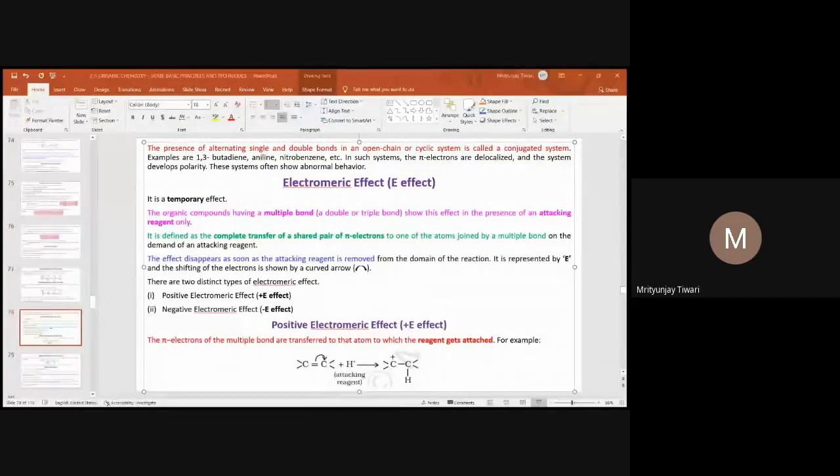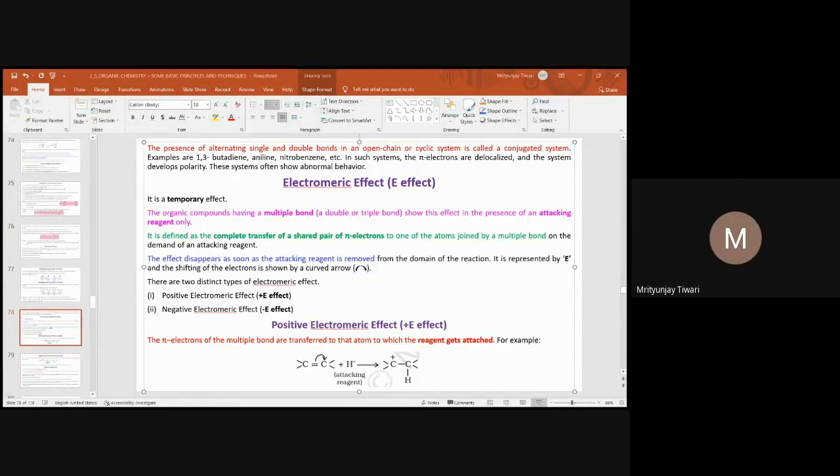rich species are nucleophiles, and if they attack a pi system, we see the negative E effect: the pi electrons of the multiple bonds are transferred to that atom to which the attacking reagent does not get attached. So the pi electron is there. If this CN goes over here, it is already coming with a negative charge. So this negative charge, one lone pair, will form the bond with this C, and now the pi bond will move to another carbon.